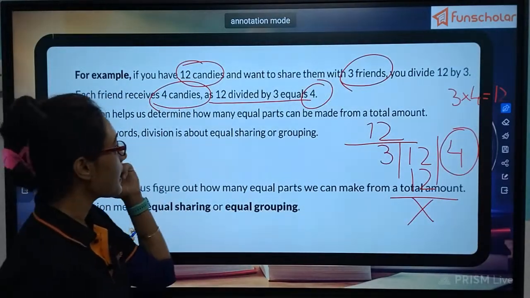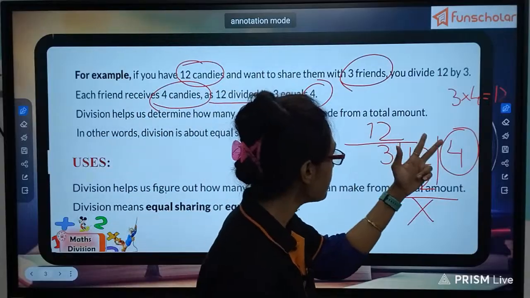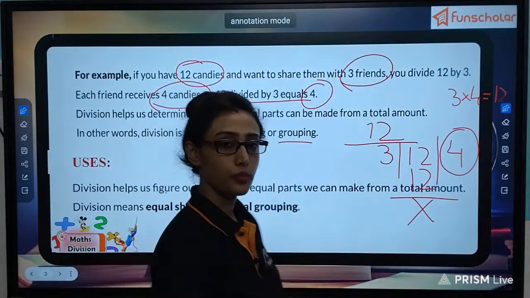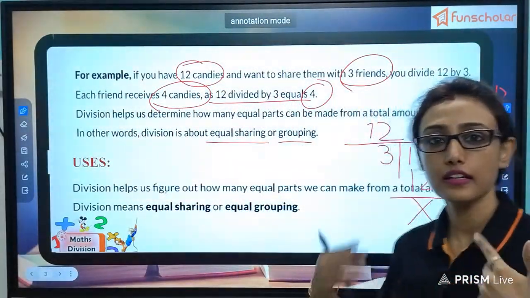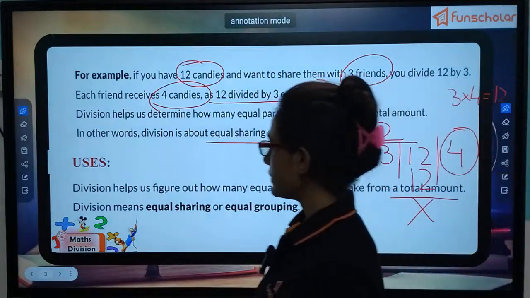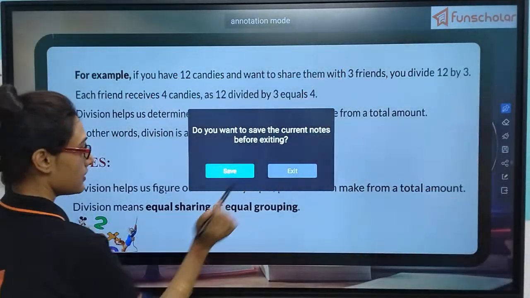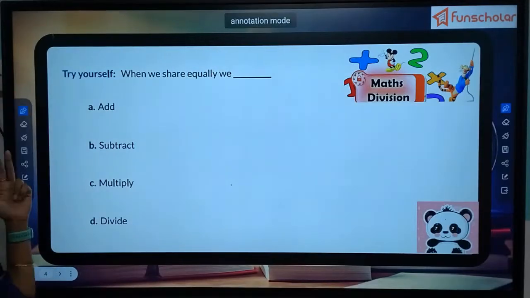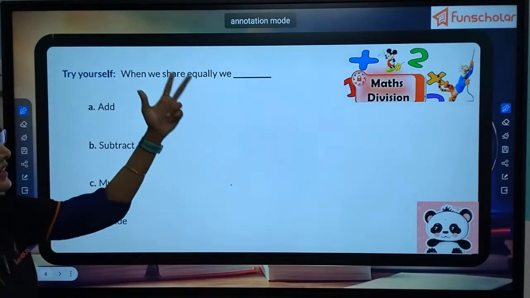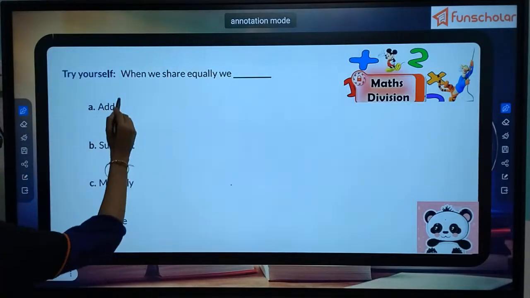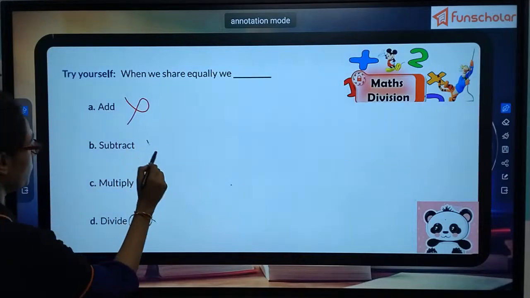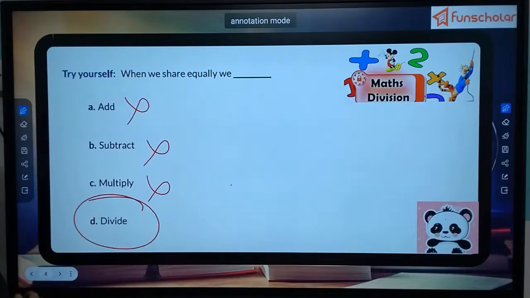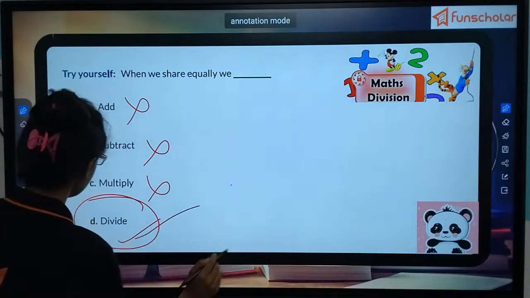Division helps us find how many equal parts can be made from the total amount. It is about equal sharing or grouping. This I have already discussed with you. Okay, so now next. Try it yourself. Just read. When we share equally, do we add? No. Do we subtract? No. Do we multiply? No. What do we do? We divide. So division is the right answer.